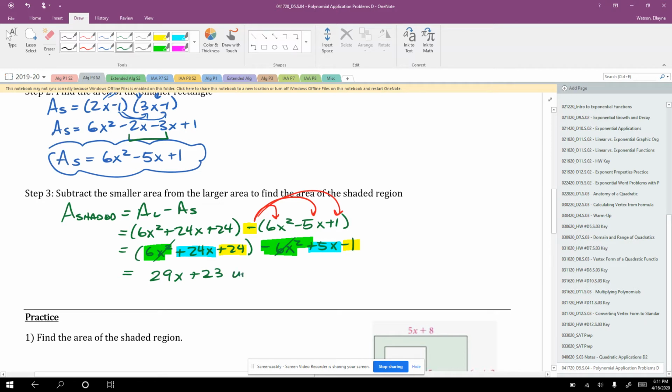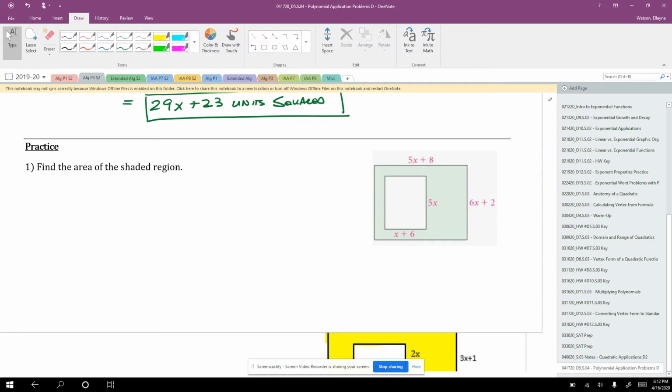And I'm just going to add on units squared to that. We don't know if it's inches or centimeters, so we can just use units. And that is our final answer. So again, that represents the shaded region. Okay, try the next one on your own using the same steps that we just went through.